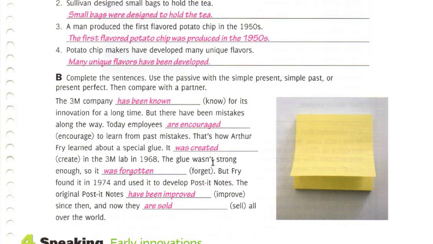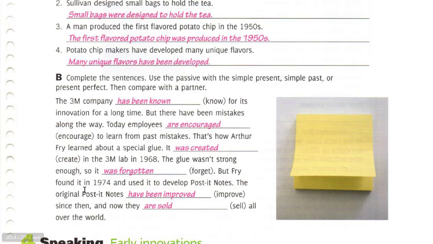The glue wasn't strong enough, so it was forgotten. We usually add the -ed at the end, but since forget is an irregular word, we change it to forgotten by adding an extra t and an -en at the end. The auxiliary word we use is was because it is singular. So it's the glue wasn't strong enough, so it was forgotten.